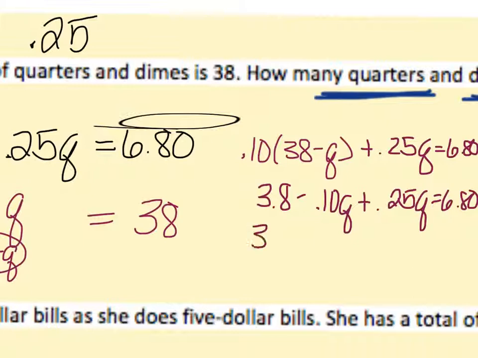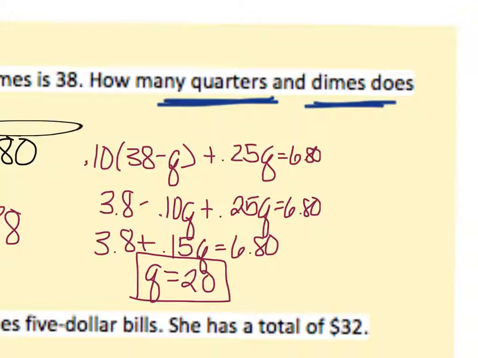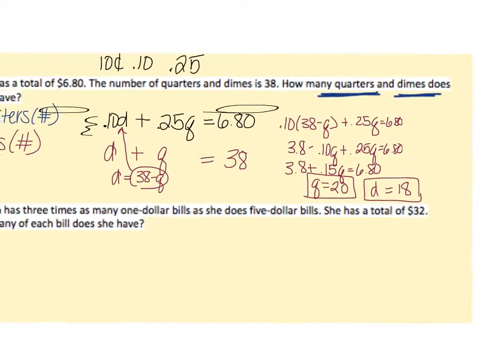And if I keep on solving, you'll get Q to equal 20. Sorry, not 2, 20. So we got Q equals 20, which means there are 20 quarters, and then I would just substitute it back into either equation to get the amount of dimes, and you will get dimes to equal 18. Okay, so let's take a look at the second one.